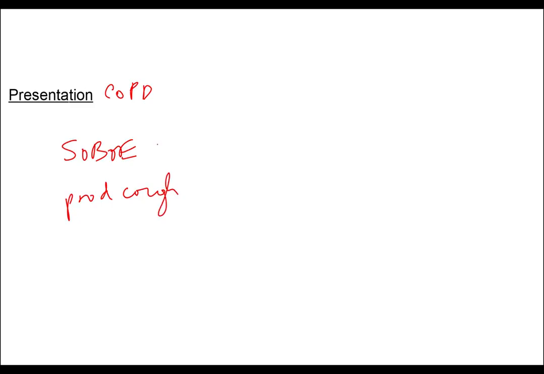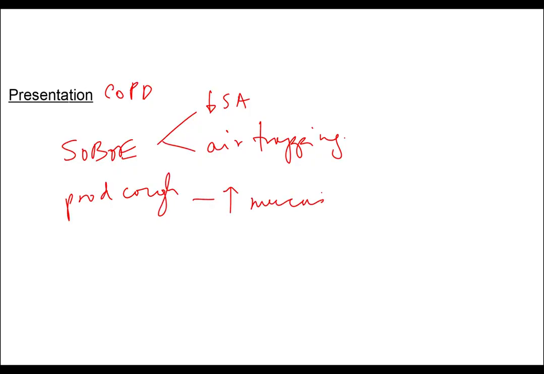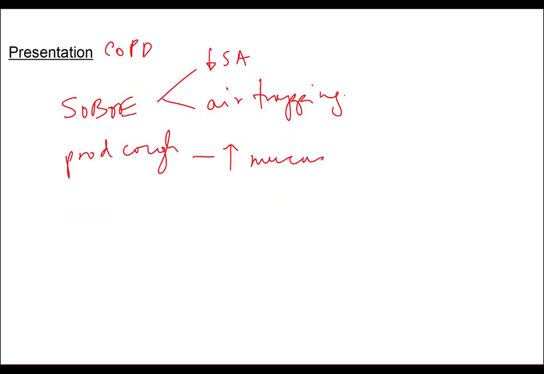Shortness of breath on exertion, this is going to have a couple of reasons for it, right? We've decreased the surface area when we lose our alveolar walls, and we're going to get air trapping from the collapse of the small airways from loss of radial traction. Productive cough is going to come from our increased mucus production, and that correlates with our glandular hyperplasia. So that's what the patient complains of, so those are our symptoms.